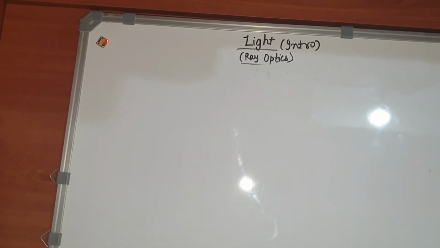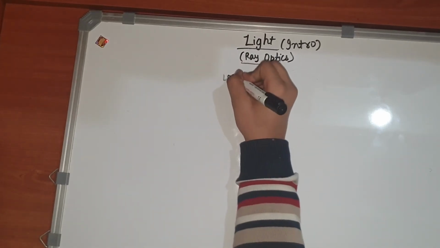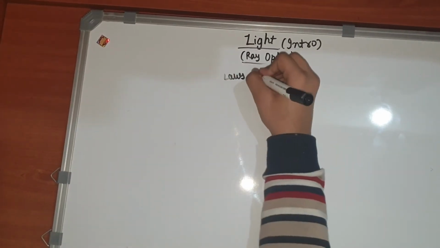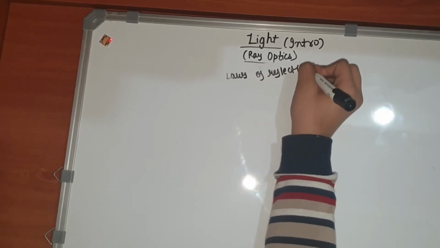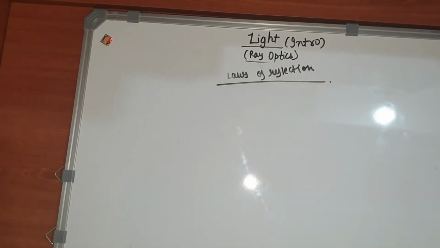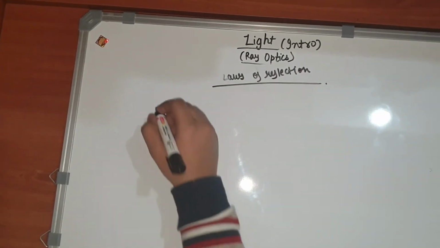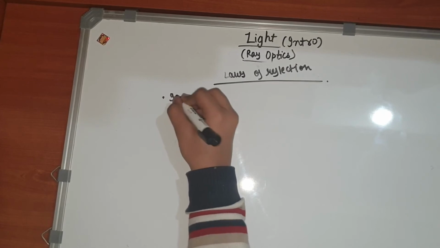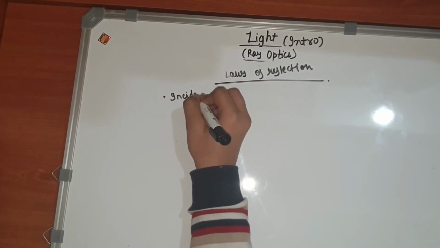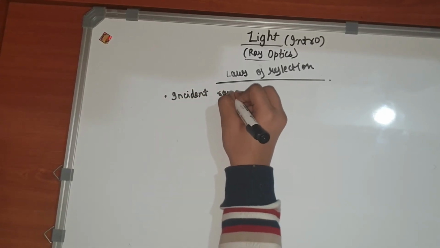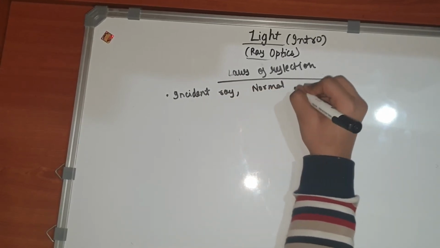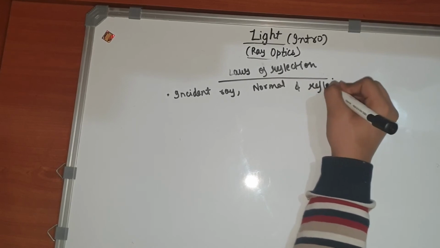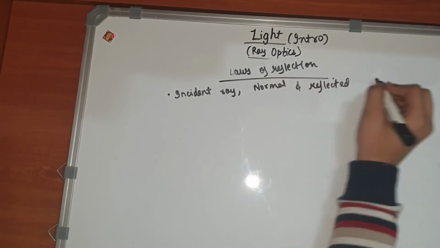So the first law states that, let me write it, laws of reflection. So the first law states that the incident ray, normal and the reflected ray, they all lie in the same plane.